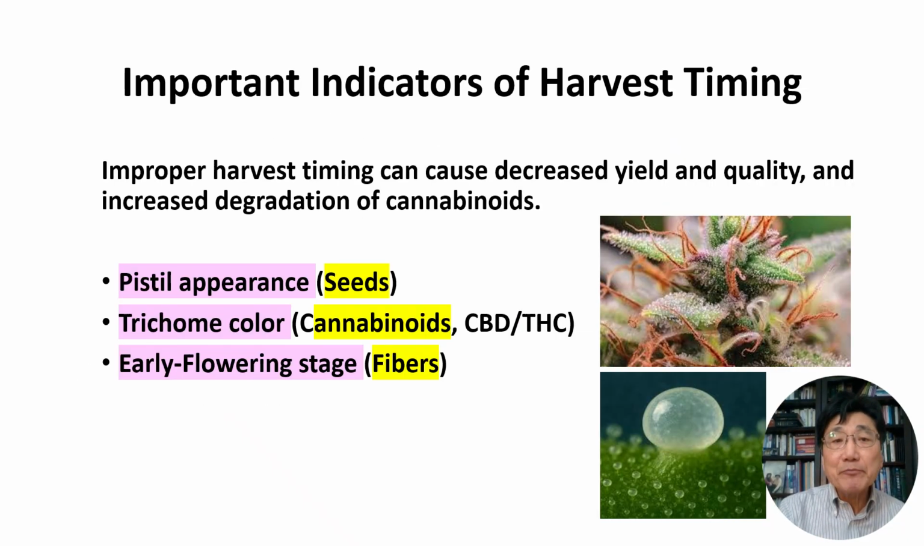However, improper harvest timing can cause decreased yield and quality, and increased degradation of cannabinoids. There are some indicators to determine the harvesting time. For example, pistil appearance for seeds, trichome color for cannabinoids, and the early flowering stage for fibers.